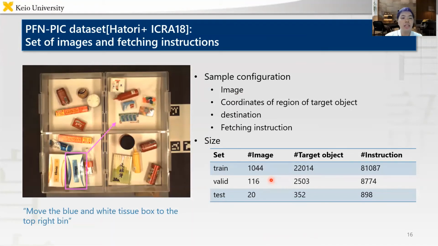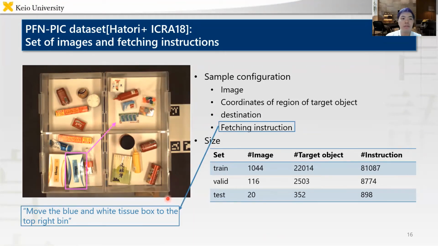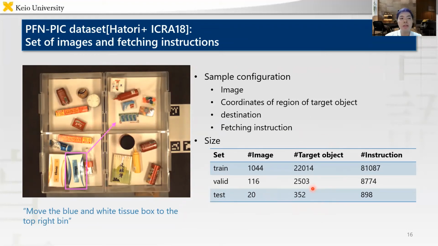This slide shows the details of the dataset used in the experiments. We use the PH-big dataset in the experiments. The PH-big dataset is a dataset that contains images and object fetching instructions. Each sample consists of an image, coordinates for the region of the target object, one of the destinations: upper right, lower right, upper left or lower left, and the object fetching instruction. We have split this dataset as shown in the table. In the next few slides, I will be showing the experimental results.